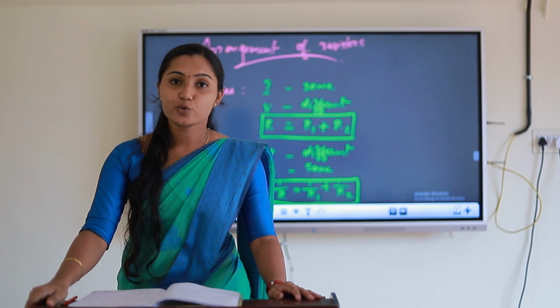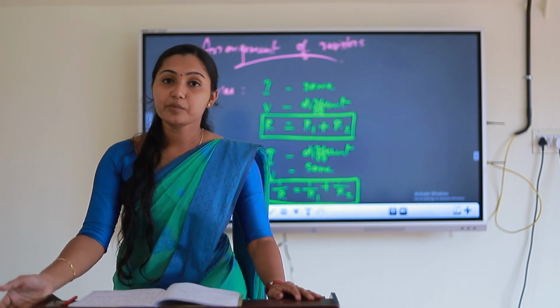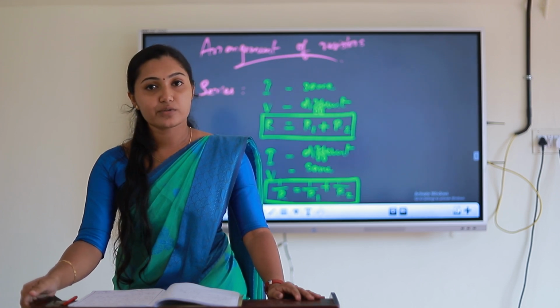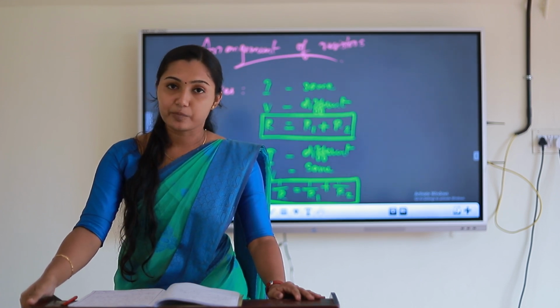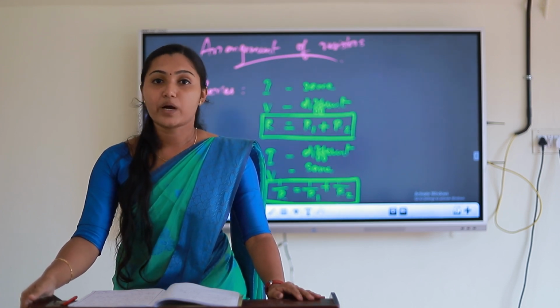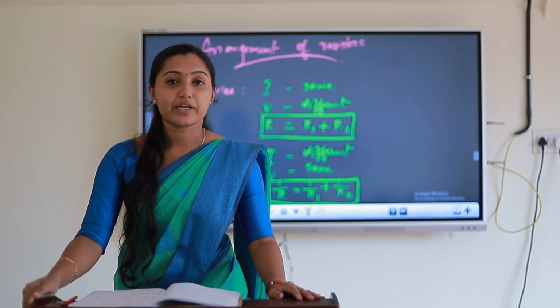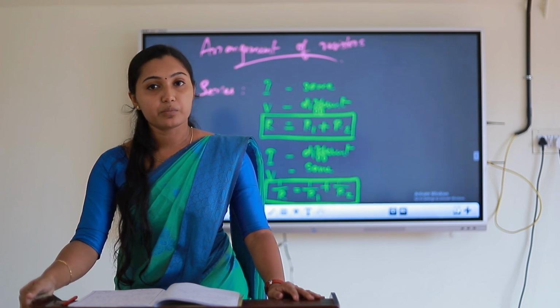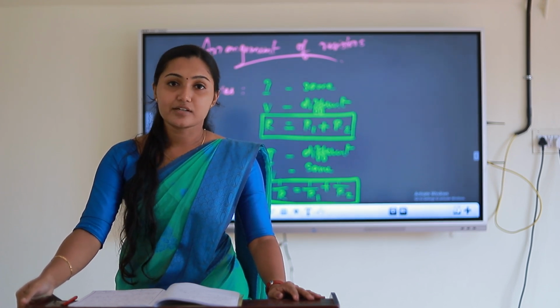And if we connect two resistors in parallel, the current passing through the resistors will be different, but the potential difference across the two resistors will be the same. The effective resistance is given by 1 by R is equal to 1 by R1 plus 1 by R2. The effective resistance will be more if we connect two resistors in series.